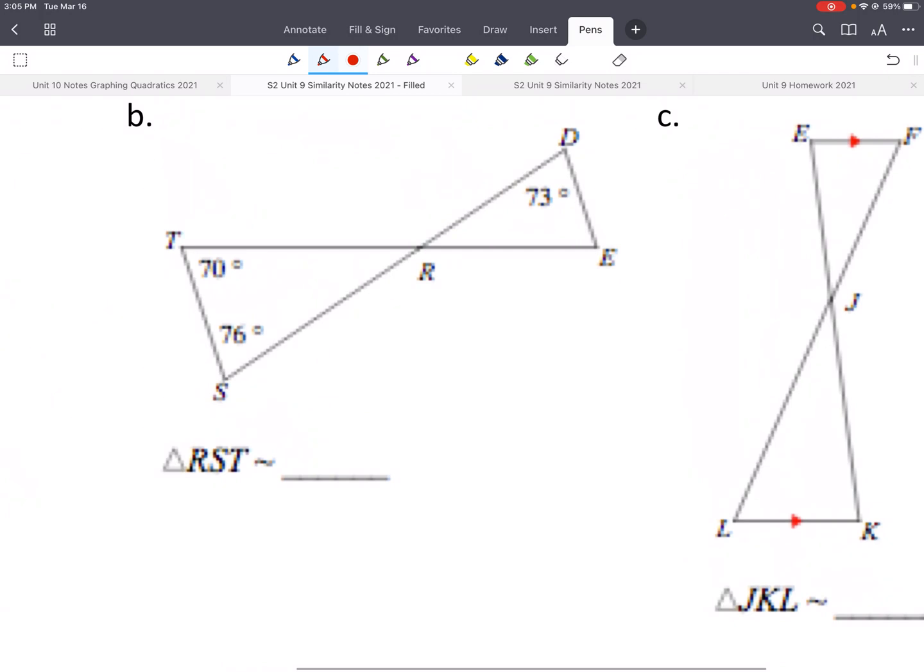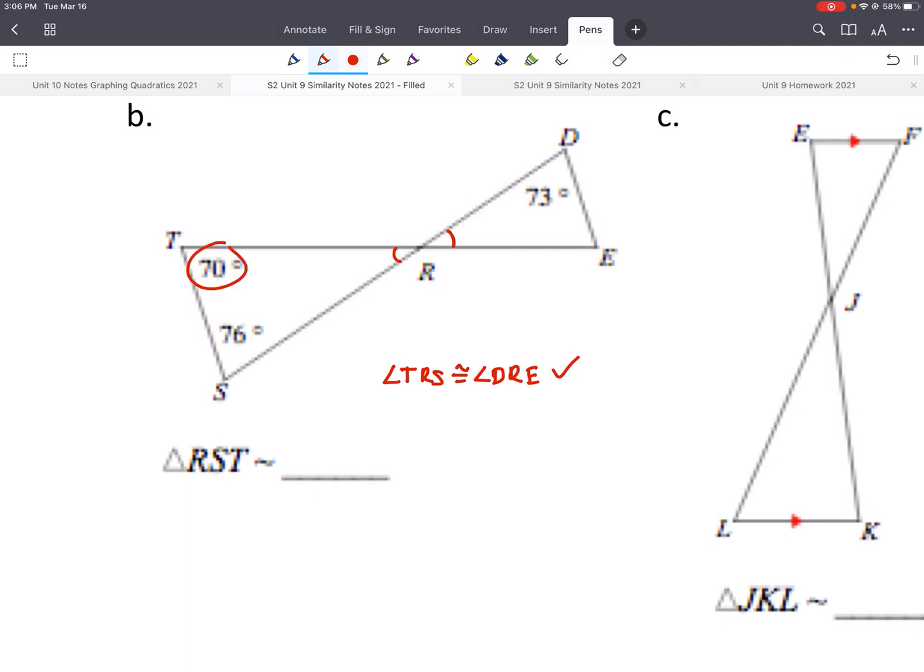Here we have vertical angles. That means we know that these two angles are congruent, that they're the same. So now we need to say we know that angle R is congruent to angle R, and probably to be more specific, we should say angle TRS is congruent to angle DRE. Okay, so we know that those are congruent, so we know which one is which. All right, but then we need to also find one more pair that is the same.